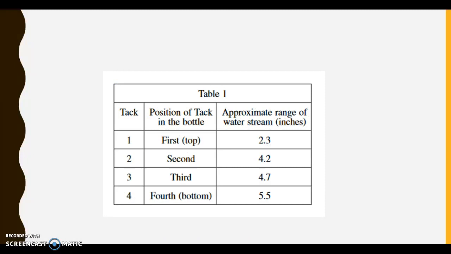Here is the data from their experiment, and as always, we draw our trend lines from the smallest number to the largest number. So as our tacks go from top to bottom, our stream goes from small to large.